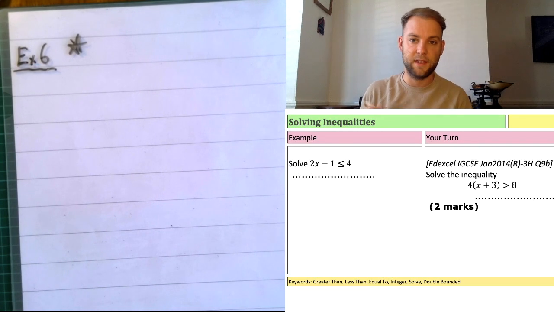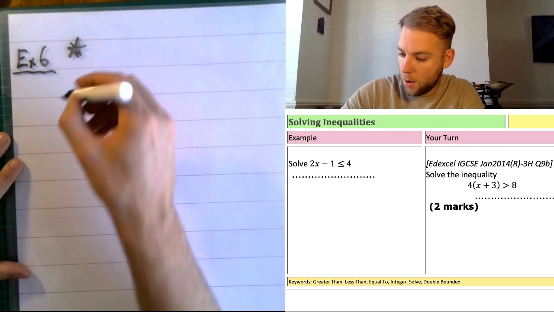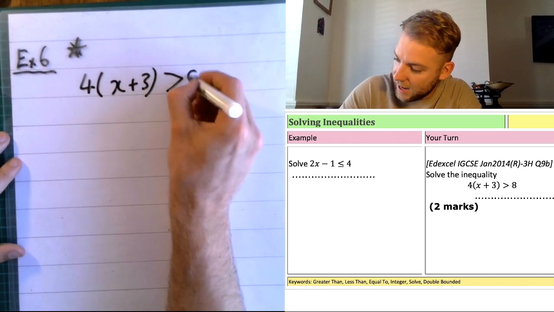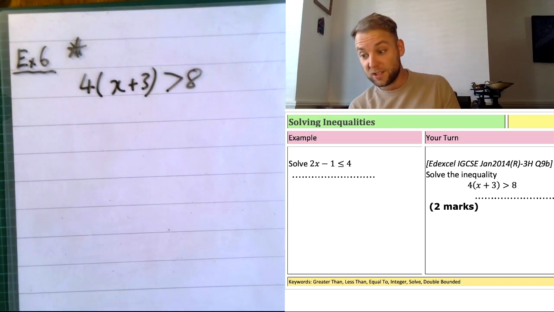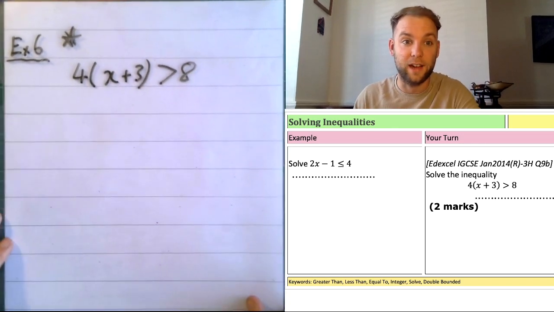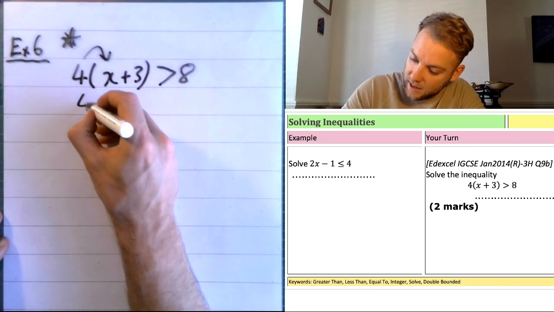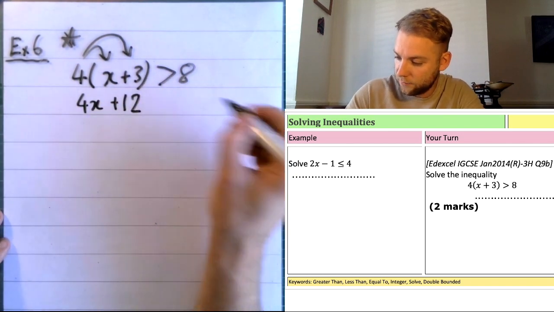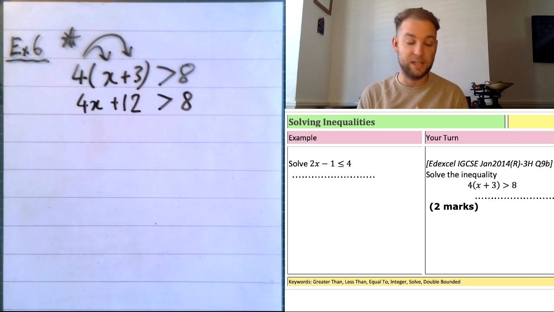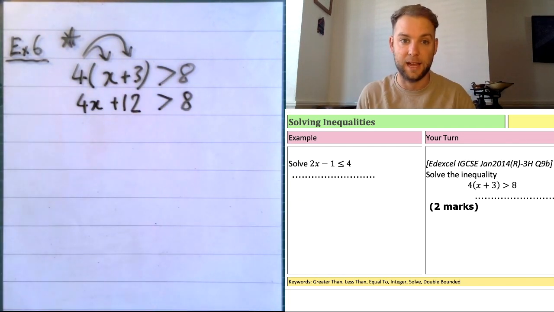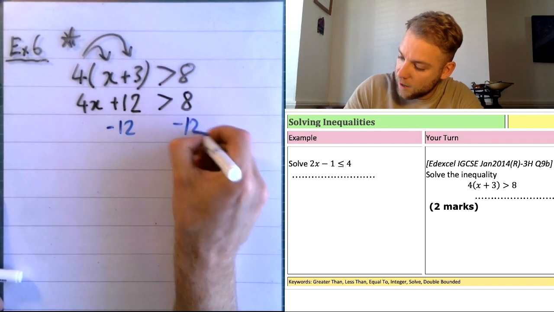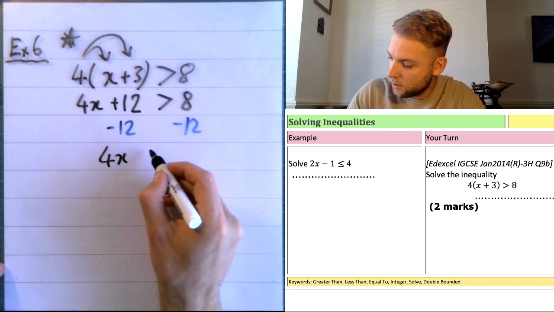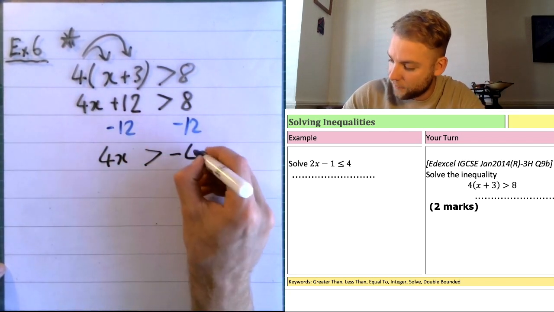Okay, so let's have a look at this one together then. So, this is example 6, 4 lots of x plus 3 is greater than 8. Now, the first thing we've got to do is expand this bracket. That was the extra little part I gave for you. So 4 times by x is 4x. 4 times by 3 is plus 12, which is greater than 8. And now I just need to solve this like a normal equation, keeping that symbol the same. So subtract 12, subtract 12. So 4x is greater than 8 subtract 12, which is -4.